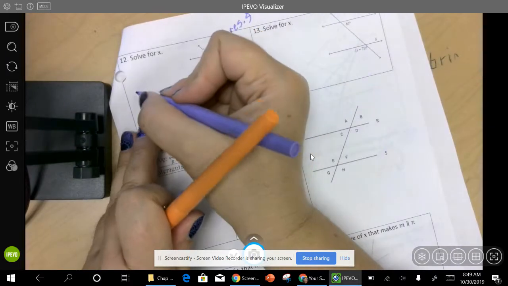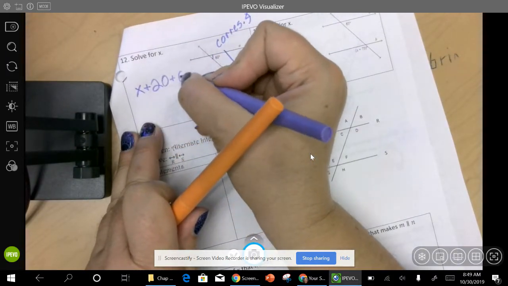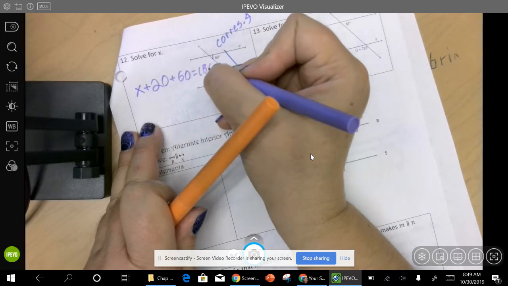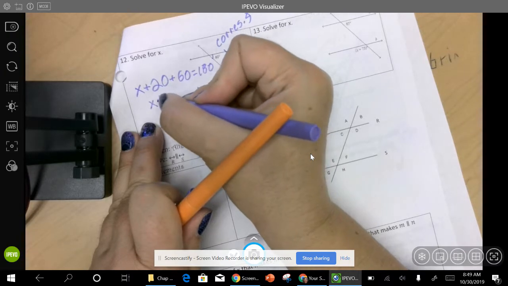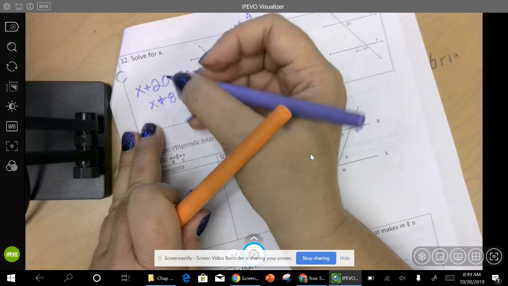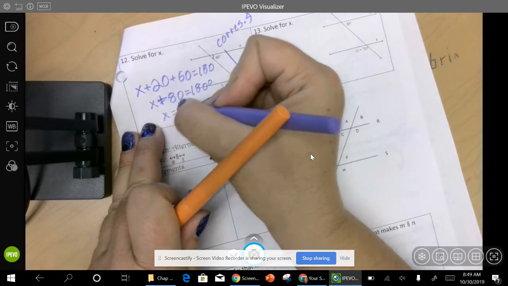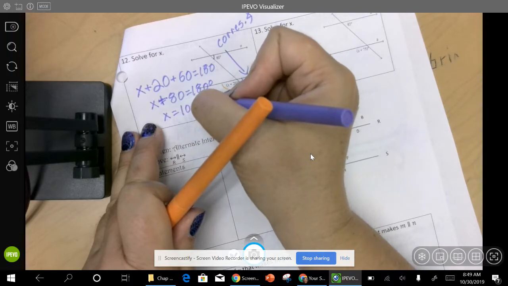So I'm going to go x plus 20 plus 60 is equal to 180. Combine like terms, so I add 20 plus 60. Subtract 80 from each side. 180 minus 80 is 100.